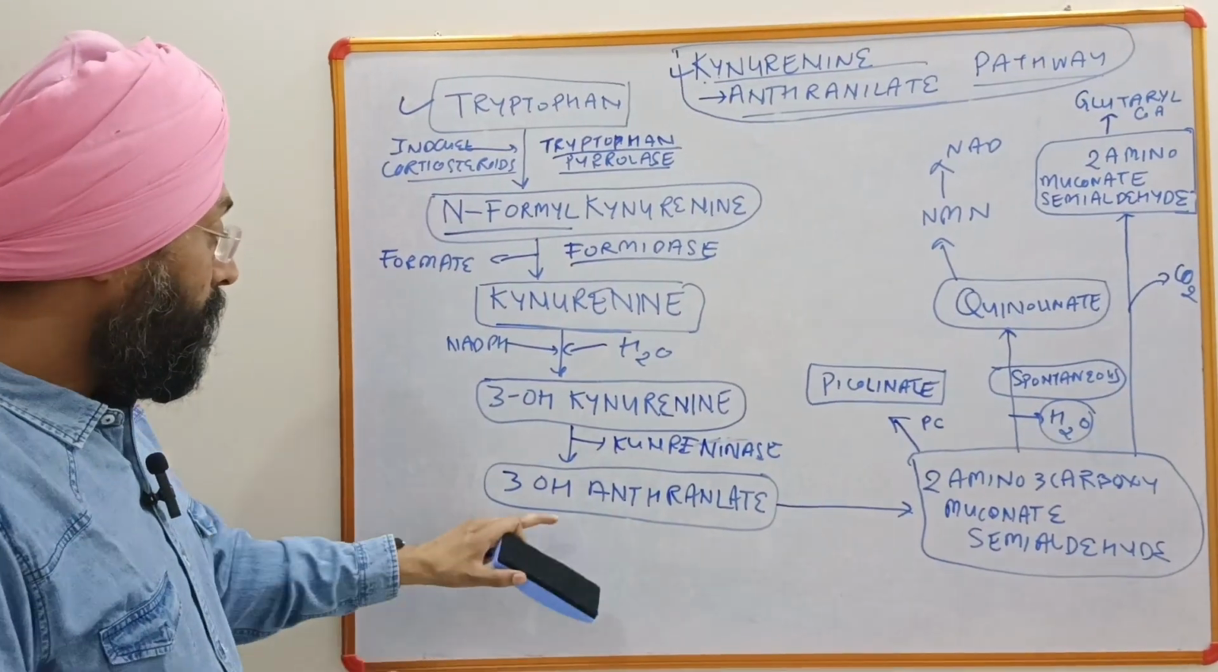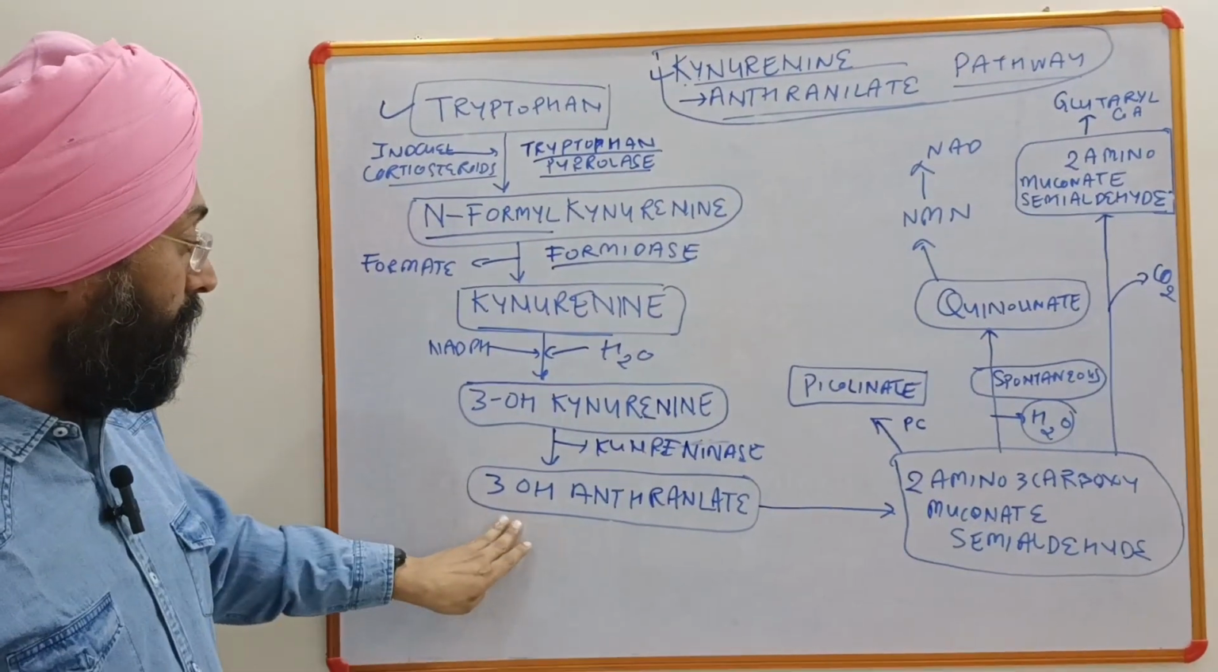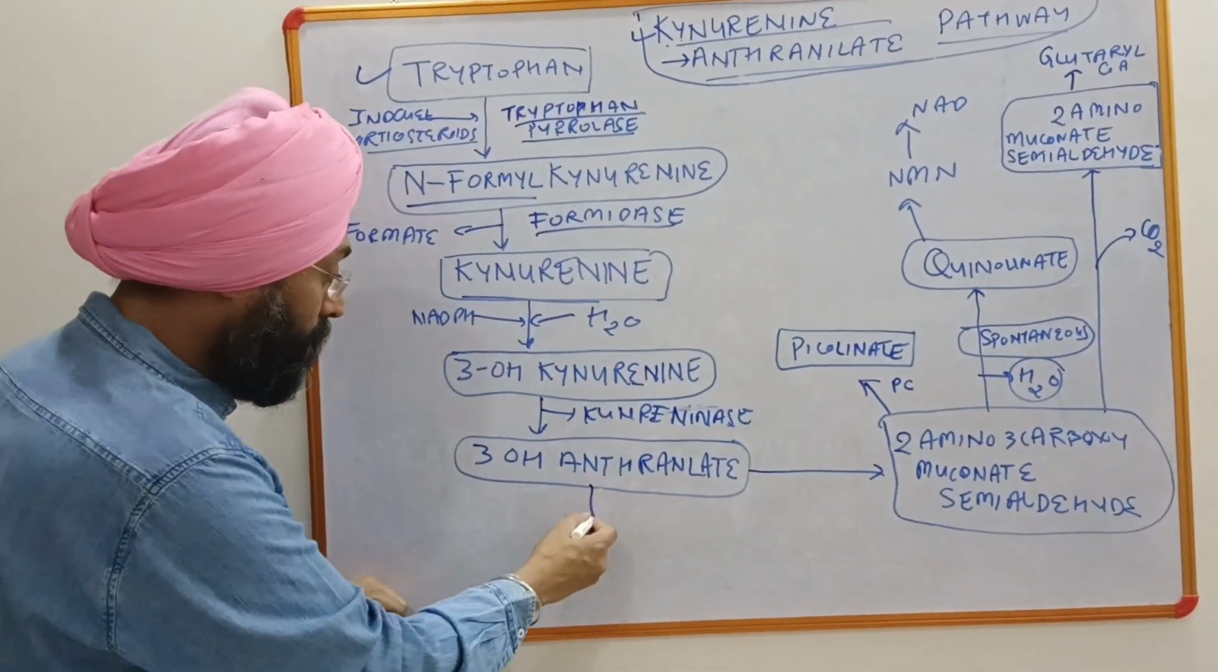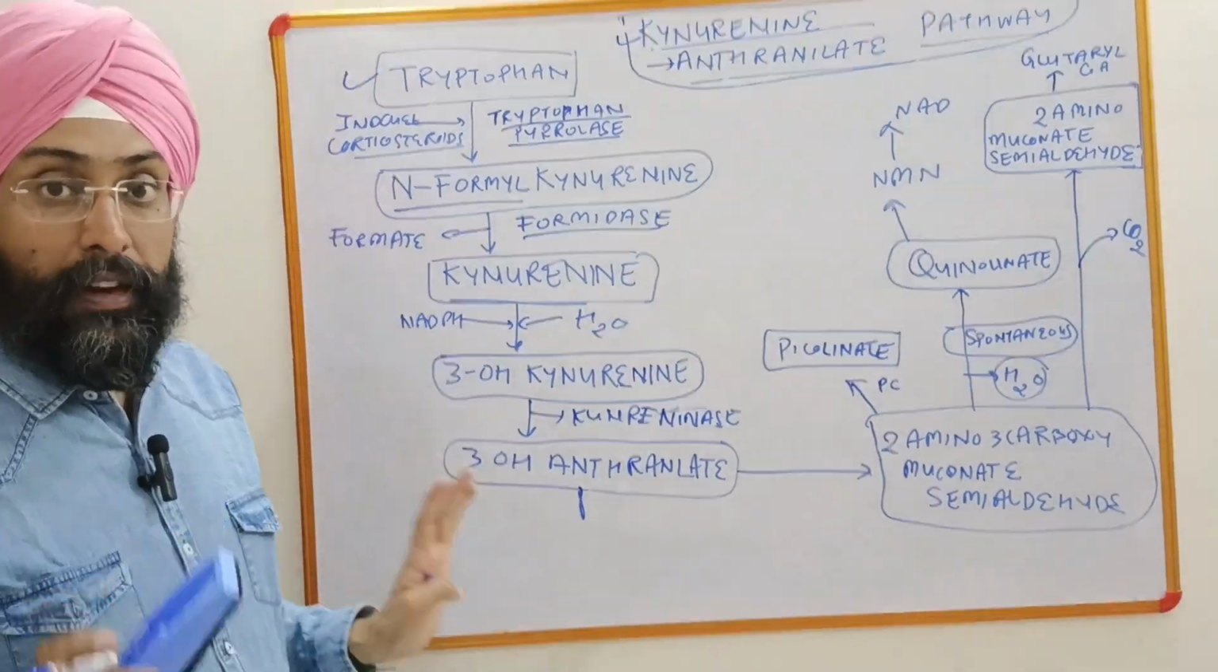So he came into power as 3-hydroxyanthranilate, right? So it is clear now. Now this is the son, that is 3-hydroxyanthranilate, right? So this son is now enjoying the name and fame.